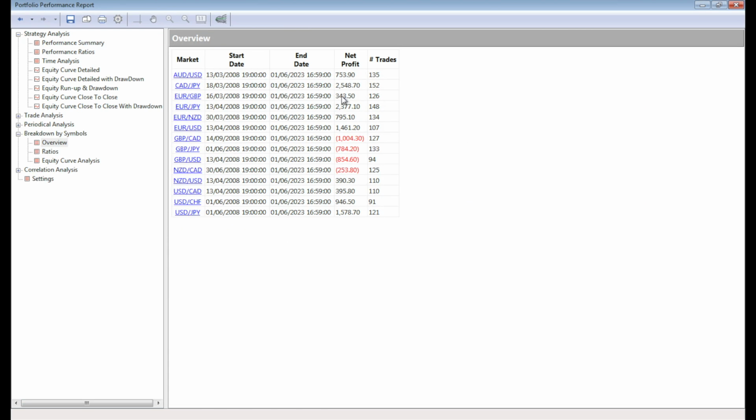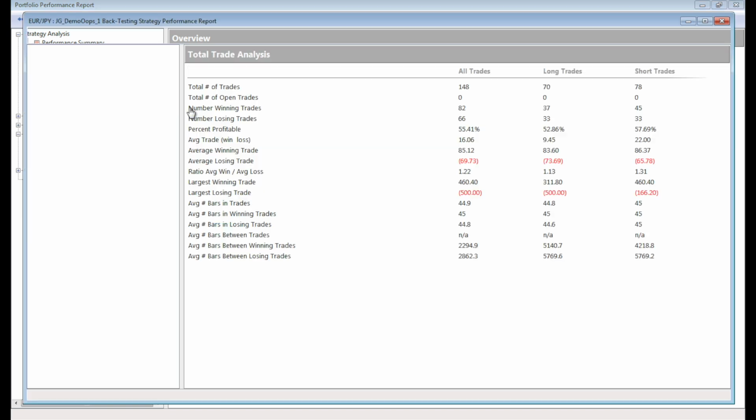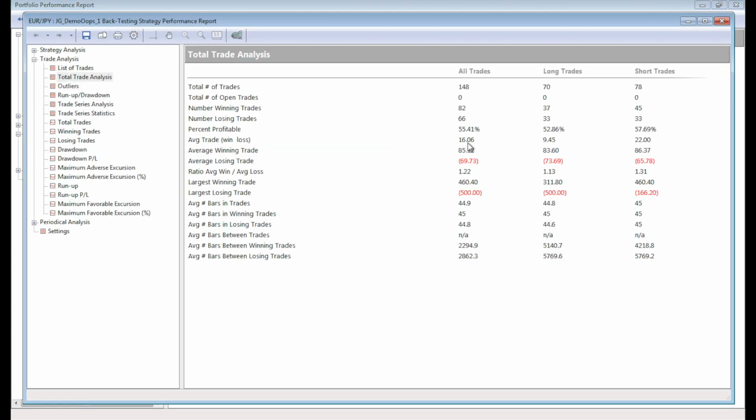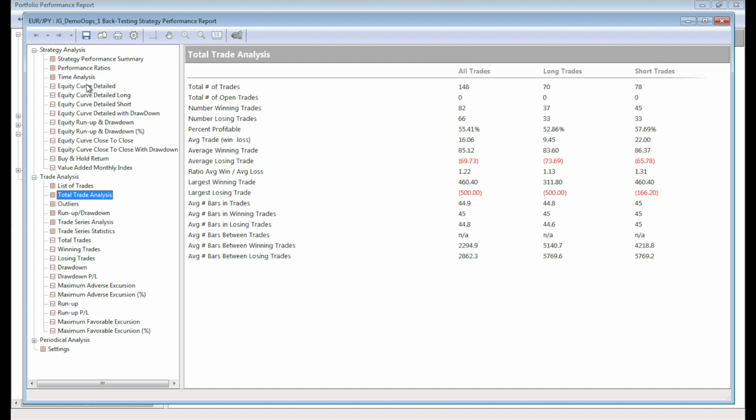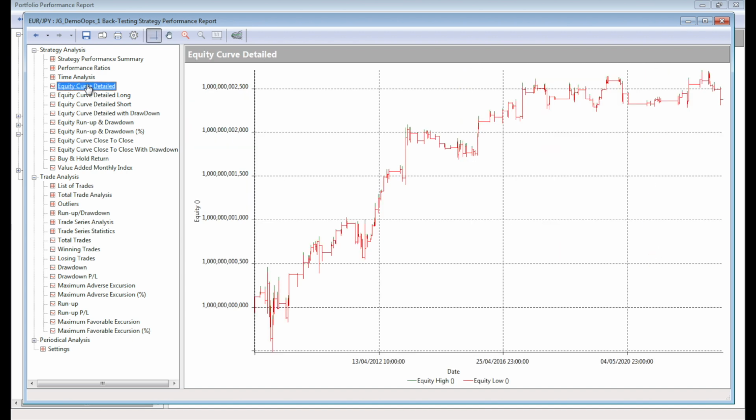Euro pound, not making much money. Euro yen is doing pretty well. Average trade, 16 pips again. What's the equity curve like? Equity curve is pretty good. Again, flattening off a little bit in recent years, but before that, it seems pretty consistent.